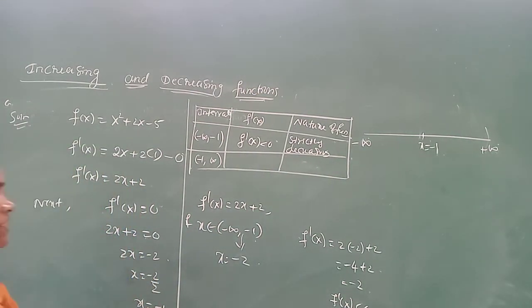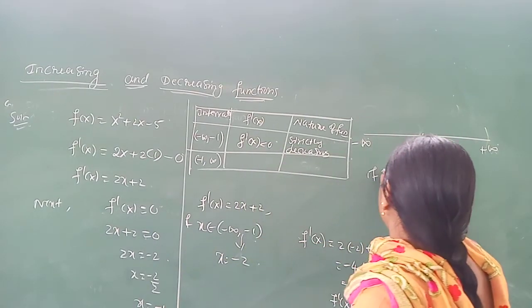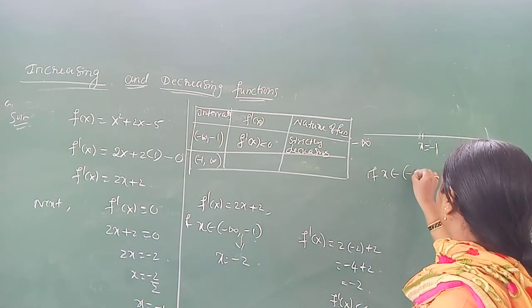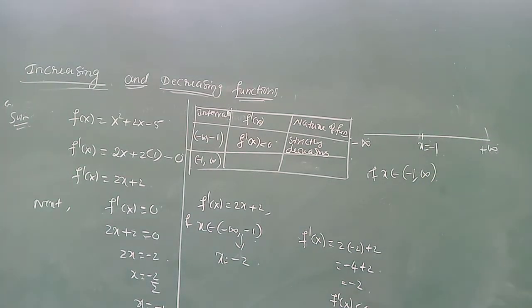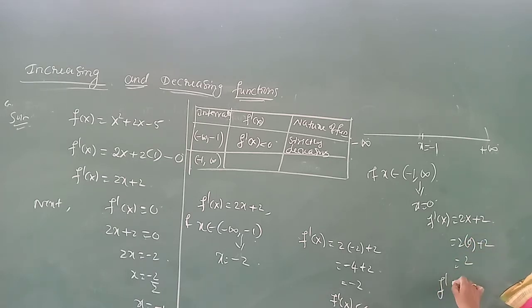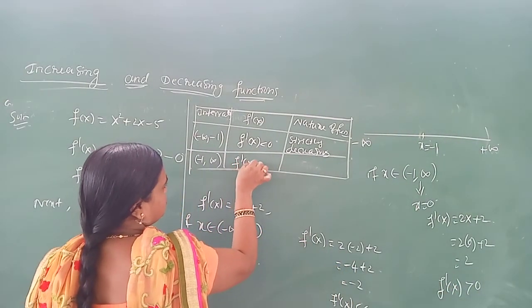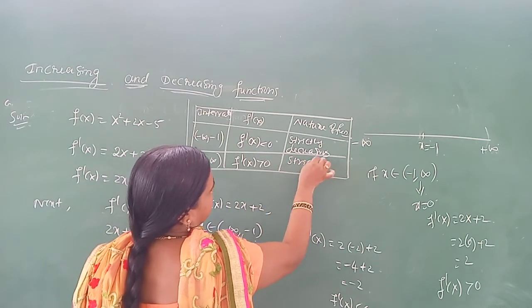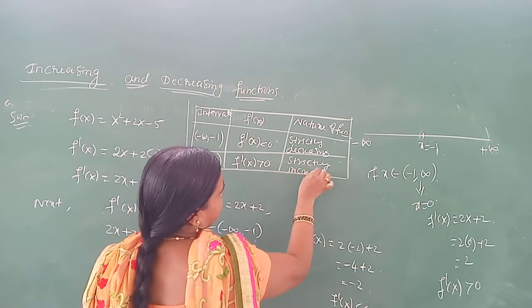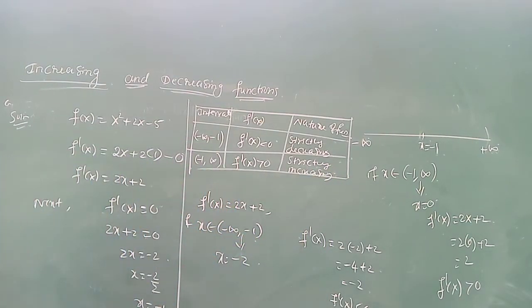Okay, next similarly, if x belongs to minus 1 comma infinity, in between towards the right side, if I take x is 0, we get f dash of x, okay, 2x plus 2, 2x is 0, we get 2. Means f dash of x is more than 0, correct, we get the point. F dash of x is more than 0, means strictly increasing. Okay, in this way we can do the example.